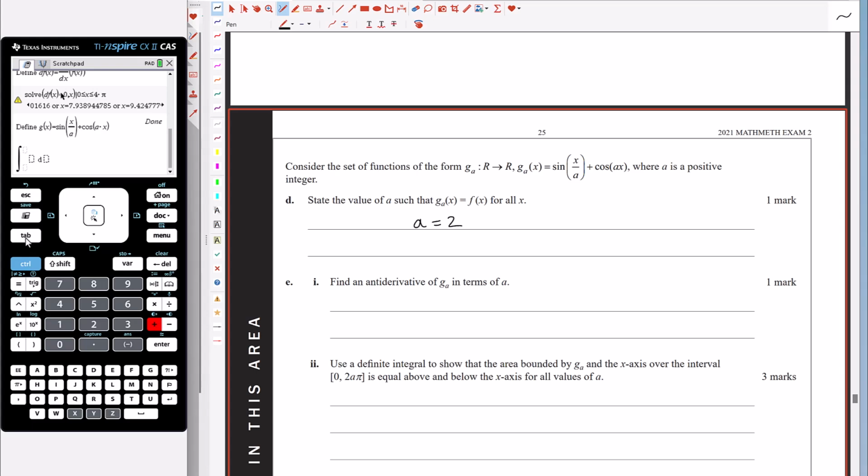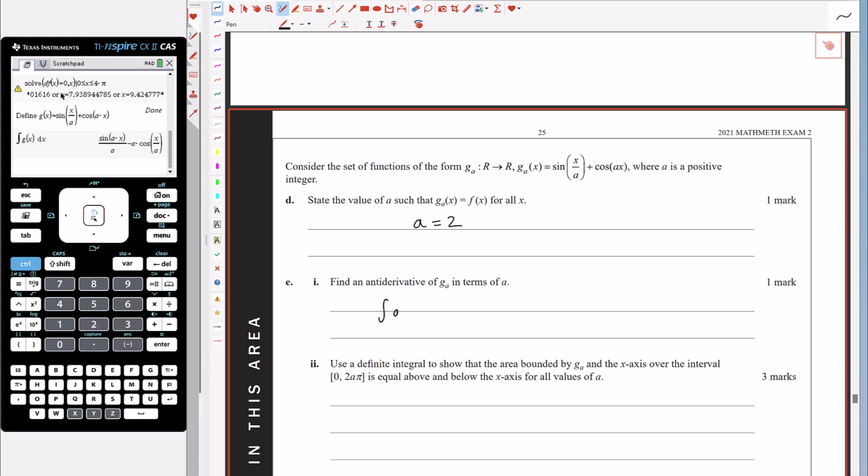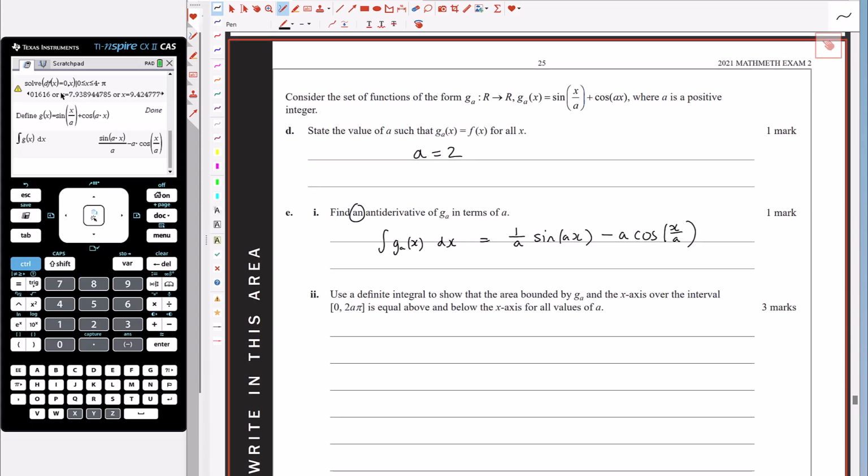Okay, let's do an antiderivative of g_a(x) with respect to x. So an antiderivative means we don't need to worry about the plus c. I'm going to write that as (1/a) sin(ax) minus a cos(x/a). So that means no plus c.